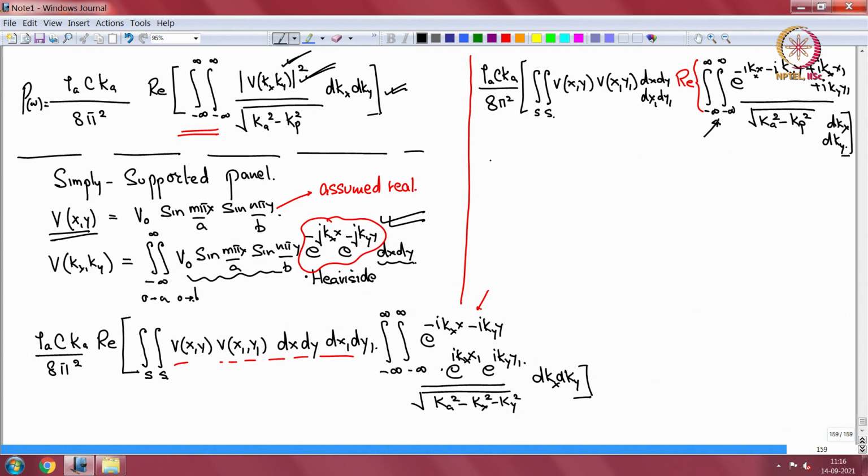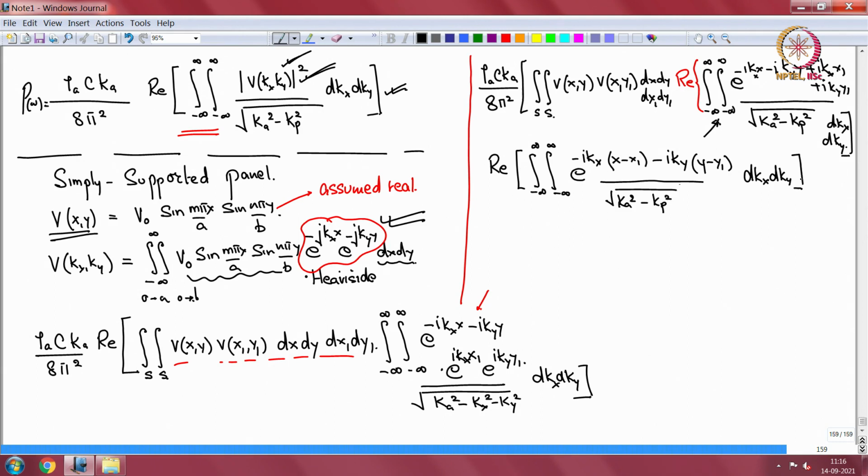So, what I have is the real part of the integral from minus infinity to infinity, integral from minus infinity to infinity, e to the power of minus i kx (x minus x1), e to the power of minus i ky (y minus y1), dkx dky. That is the second part.